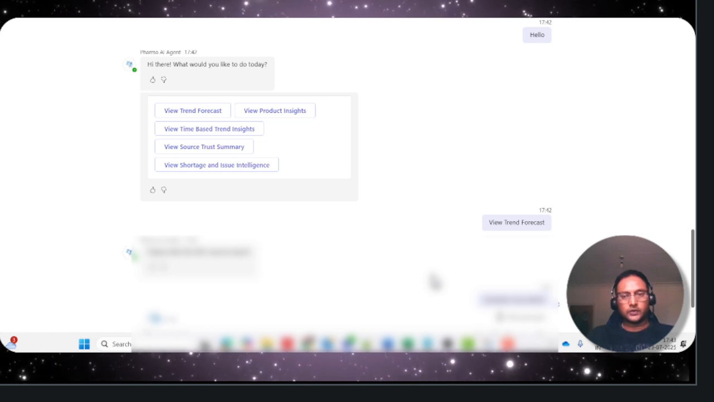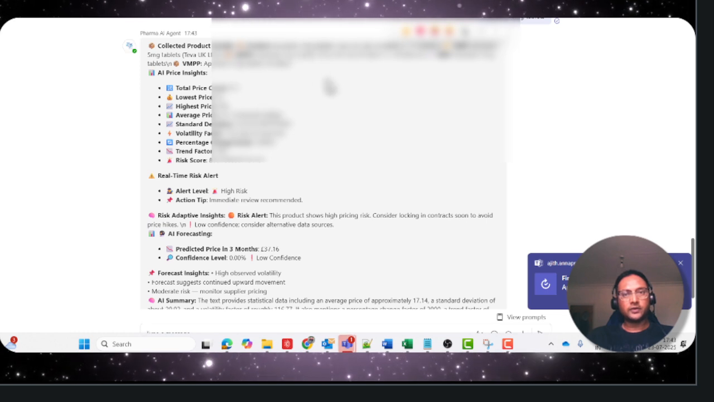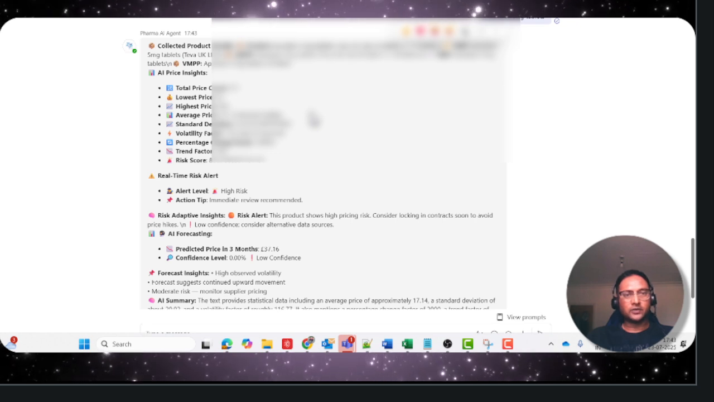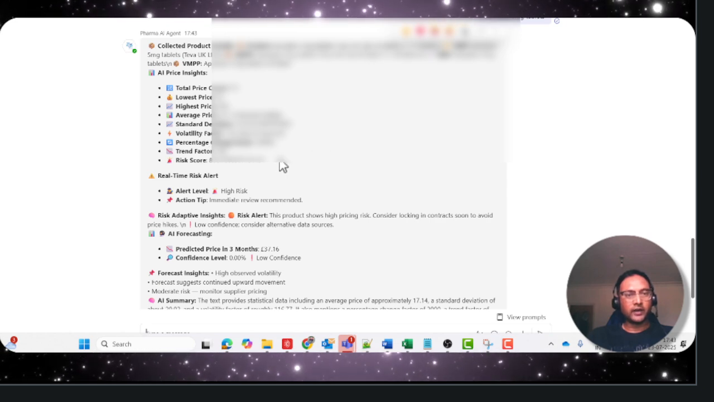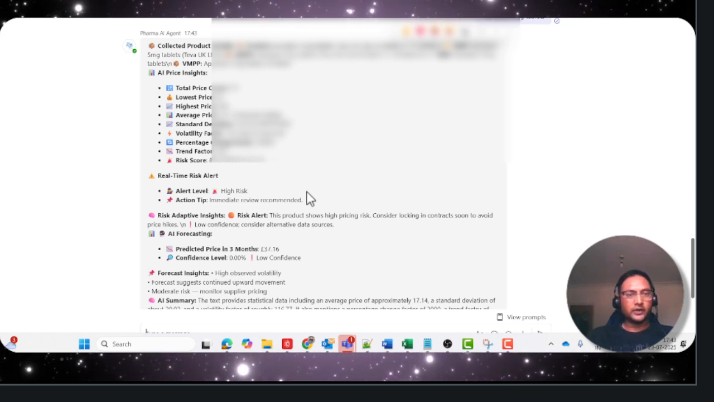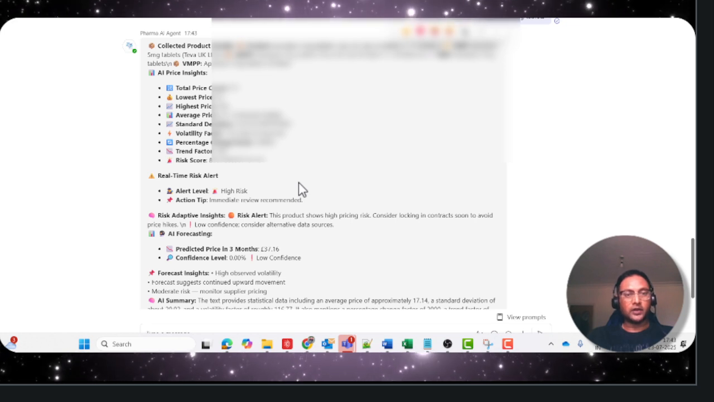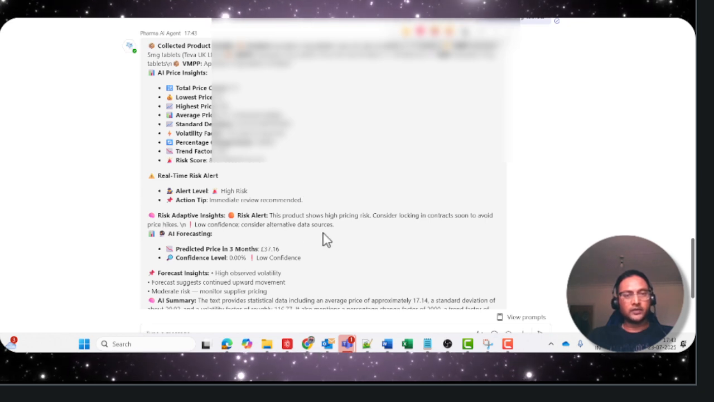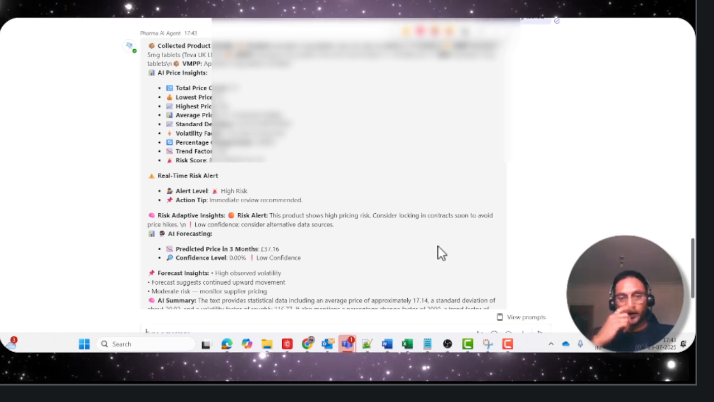Approved it now. If you look into this, it gives me all the details of the product, which is the header, and it gives me price insights: the price count, the lowest price, highest price, your average price, your standard deviation value, volatility factor, percentage change factor, your trend factor, and the risk score is very high. It gives me a real-time risk alert as high risk, and the action is immediate review recommended, and it also gives me risk adaptive insights. It says this product shows high pricing risk. Consider looking into it soon to avoid hikes. And it says low confidence.